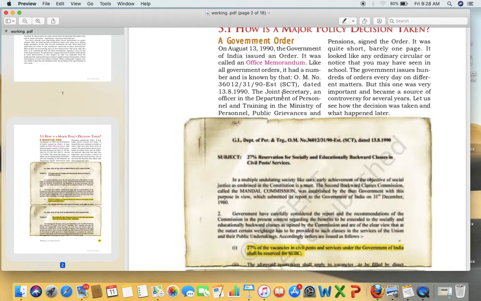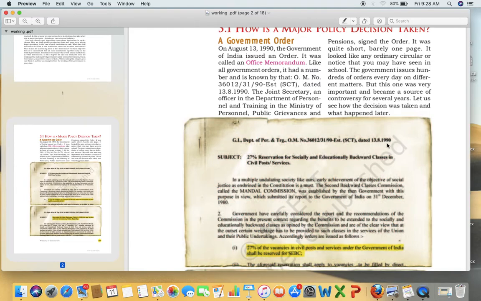The joint secretary, an officer in the Department of Personnel and Training in the Ministry of Personnel, Public Grievances and Pension, signed the order. So this office memorandum, the part of it has been given here. You can see it here. The date and everything is given here.